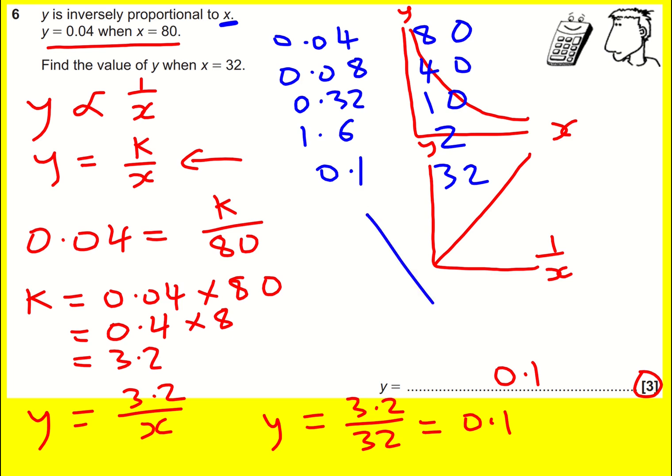And that's our answer. Now, to be honest, that method is more complex than the one on the left. But if it's just proportional to x, you can use that. I would strongly advise you use this method in red there.